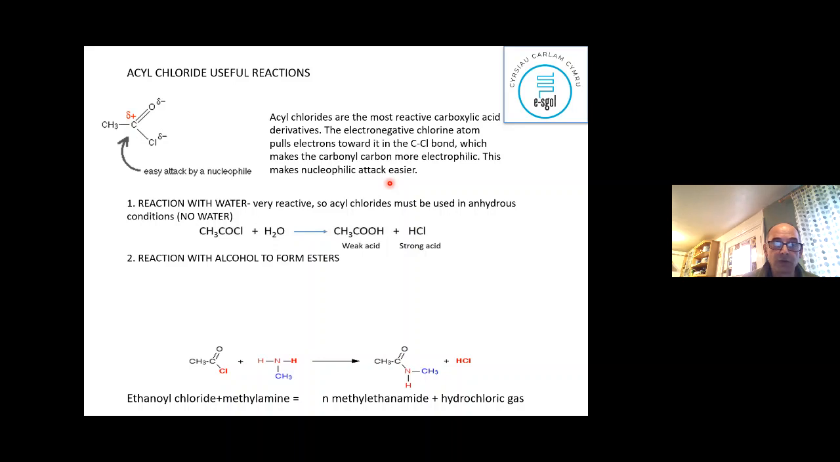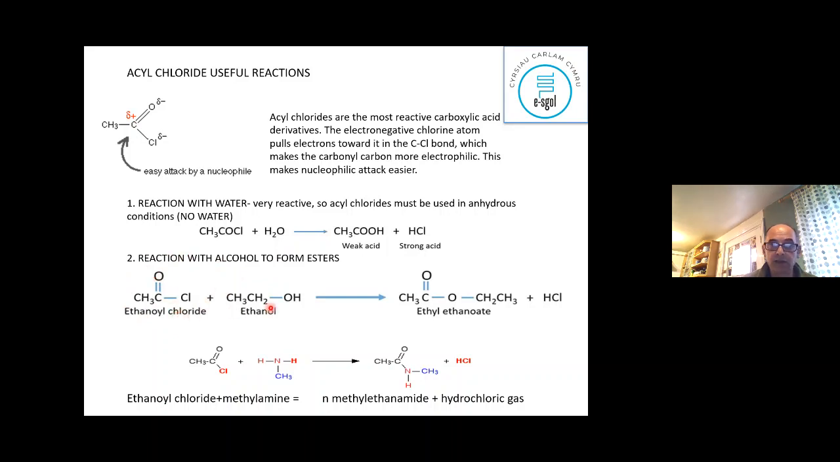Reaction with alcohol to form esters. An alternative way, instead of using a carboxylic acid, you can use an acid chloride with an alcohol to form the ester, but you produce HCl as well. And also, acyl chlorides can react with amines to form amides. So here we have ethanoyl chloride and methylamine, and you form N-methyl ethanamide and hydrochloric acid. So what happens is that you're losing HCl between the two organic molecules.